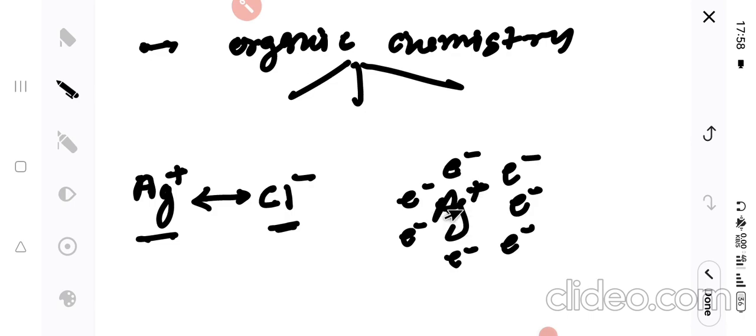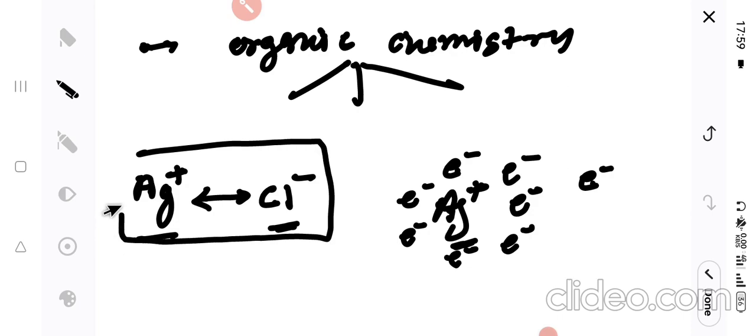Okay, but the attraction between these two provides sufficient energy to overcome the energy barrier, meaning activation energy, because Az plus has one electron less, less negative charge, right? So this attraction helps to overcome the energy barrier, meaning it provides activation energy, right? Here the first factor for an organic reaction is charge.